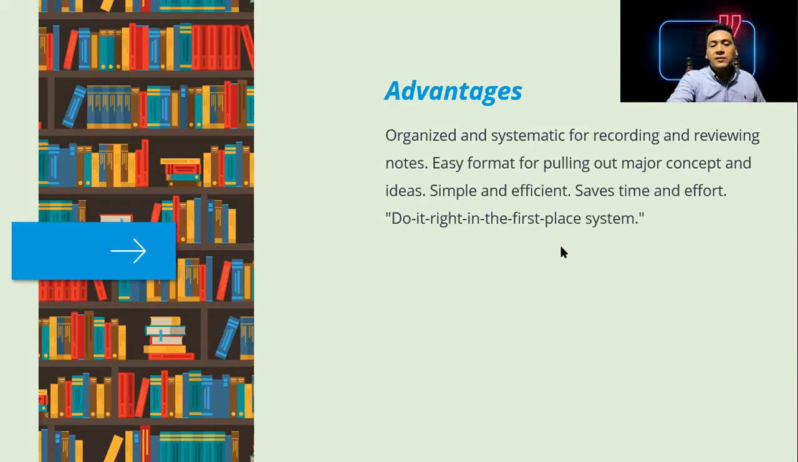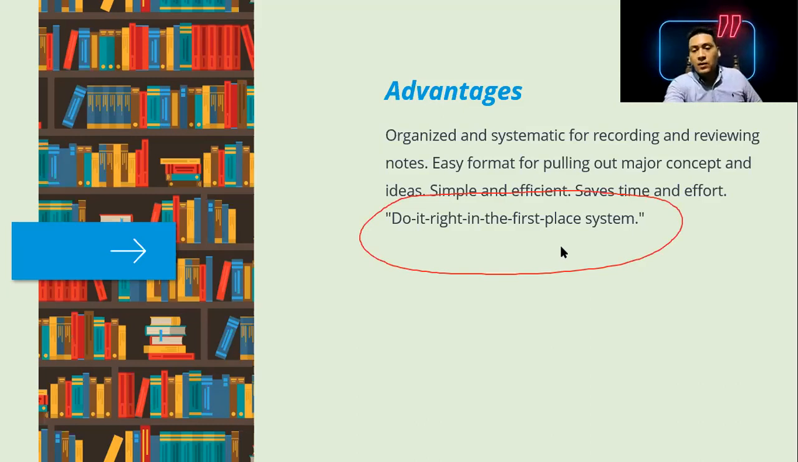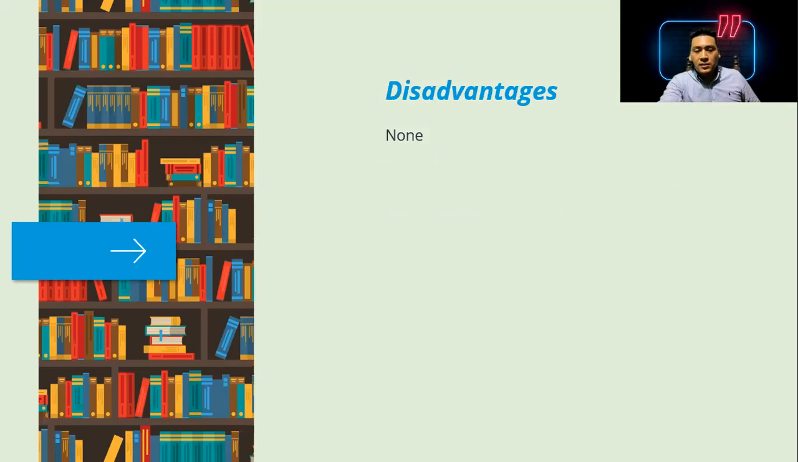So basically it is a do-it-right-in-the-first-place system. So if you use the Cornell method, you are doing everything right. You are not going to make any mistakes. Now, which are the disadvantages of the Cornell method? There are no disadvantages, okay? Zero disadvantages with this method. And when to use it? In any lecture situation. Whenever you have the opportunity to take notes, you can use the Cornell method.